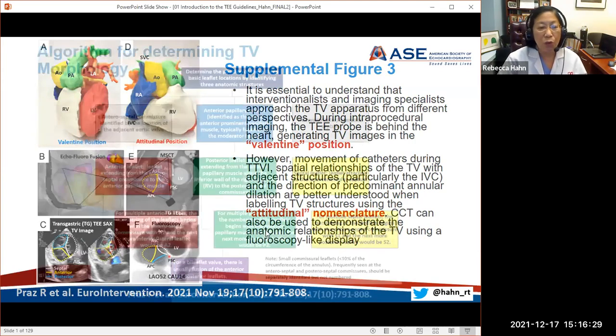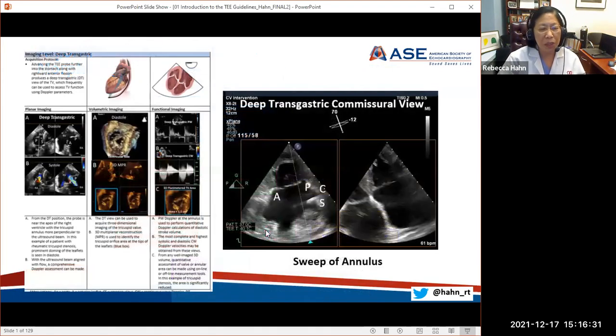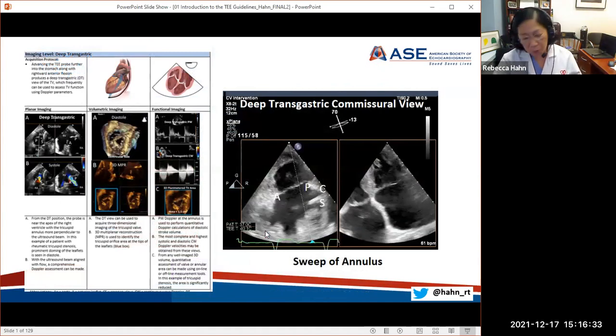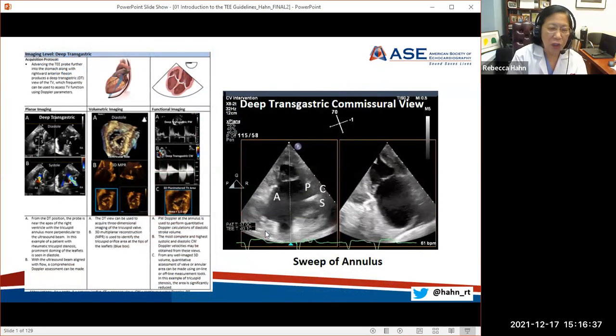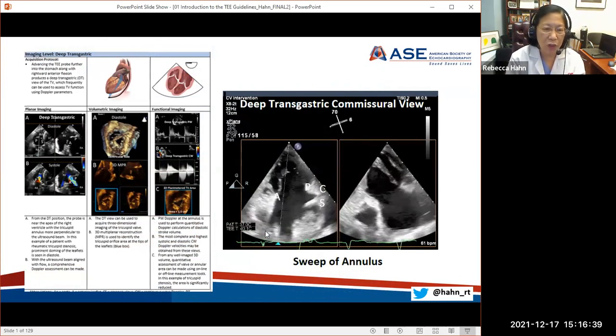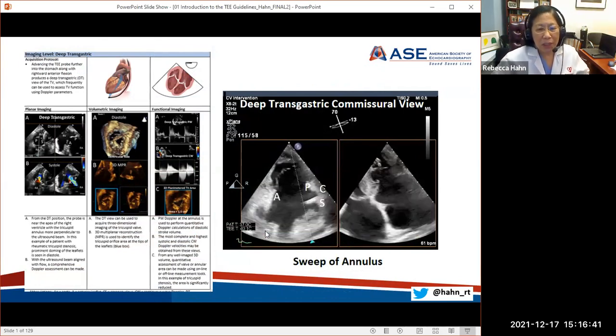It is important to identify the number of cusps, because it turns out that outcomes may indeed be determined by it. There are two studies now showing that morphology makes a difference as far as outcomes for the TEER devices. Now, what about the deep transgastric views?